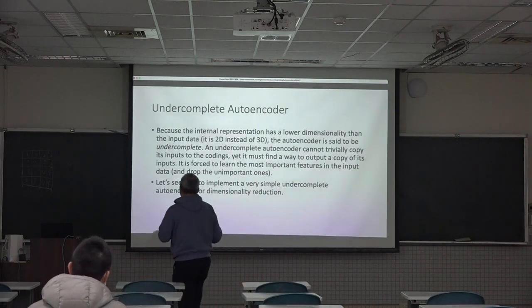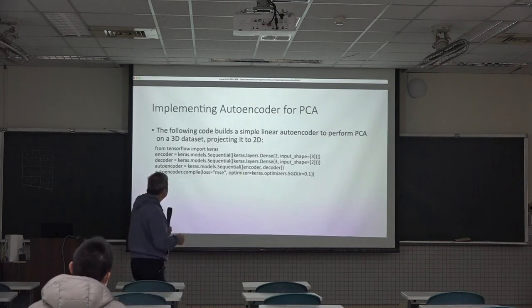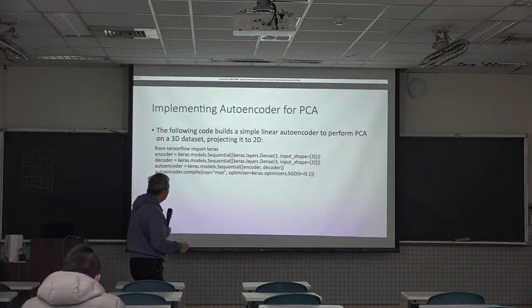So the encoder will perform the dimensionality reduction in our PCA for you, okay? So the program to design the autoencoder is like this. You can see the encoder is very simple. It's just a sequential API, and then we specify just one layer. The input shape is 3, and we have 2 neurons. The decoder is, again, only one layer. The input shape is 2, and the output is 3, so we have 3 neurons.